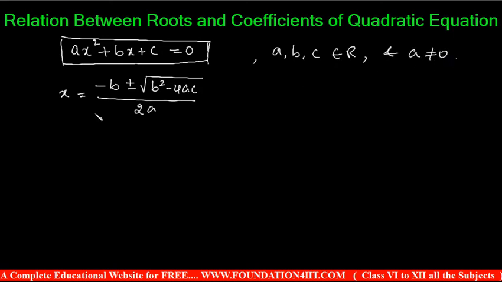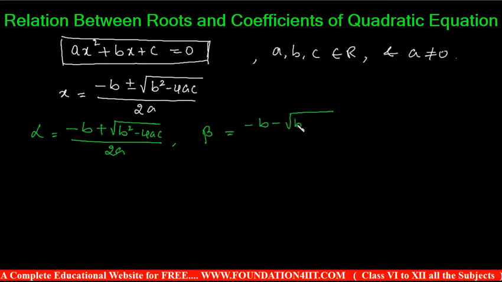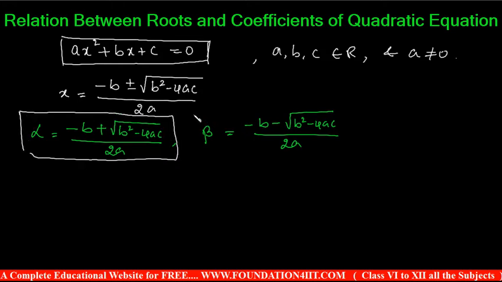That's the condition. From these two roots, one is alpha, minus b plus square root of b square minus 4ac divided by 2a, and another root is beta, minus b minus square root of b square minus 4ac divided by 2a. Now, based on these two roots, we will see the conditions.